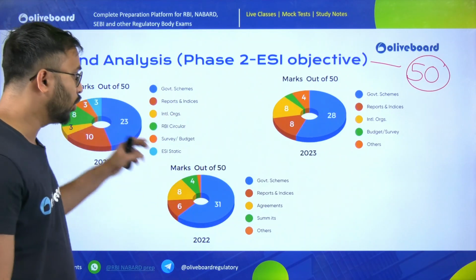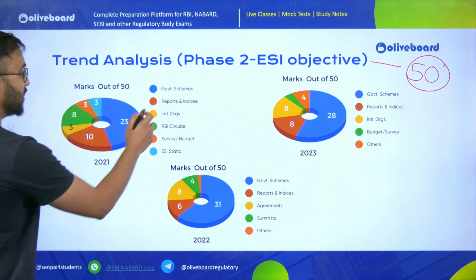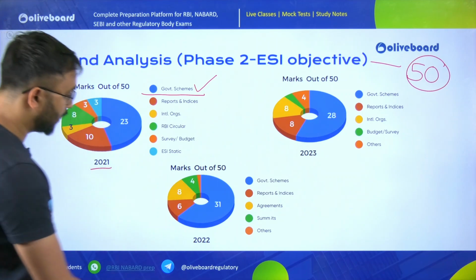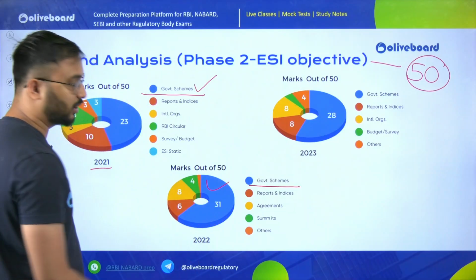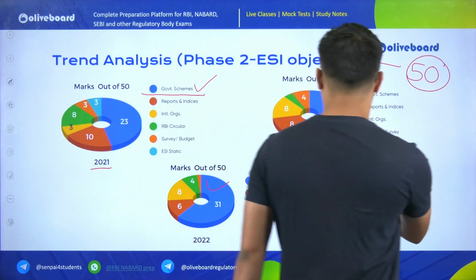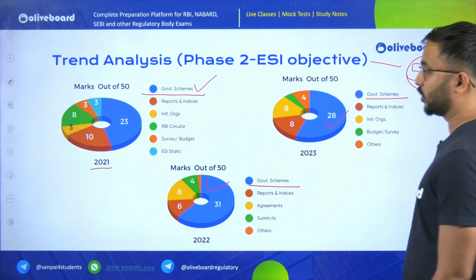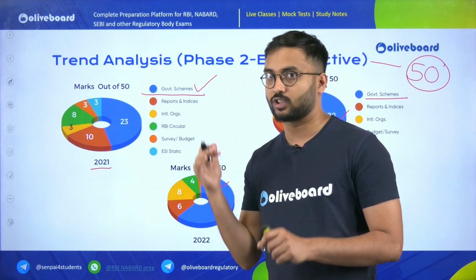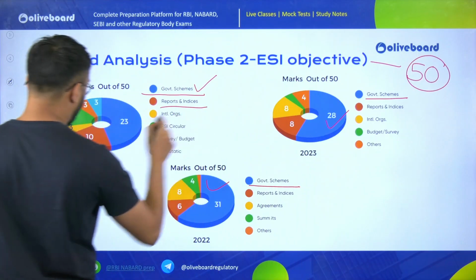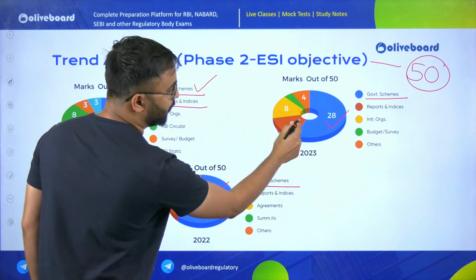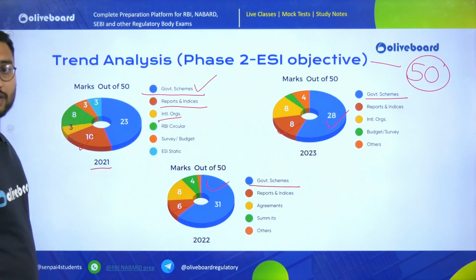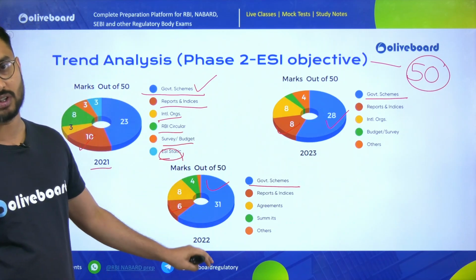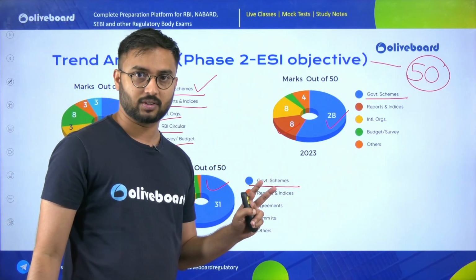Out of this 50 marks, if you look at the last 3 years, the breakup is in such a way. Government schemes: in 2021, 23 questions were there; in 2022, 31 questions; in 2023, 28 questions. So it means that government schemes and PIB news are very, very important sections in your preparation. Next, reports and indices: 10, 6, 8. Then come international organization, RBI circular, survey and budget, and ESI static is the most minimal part, which either comes in the exam for just 1-2 marks.